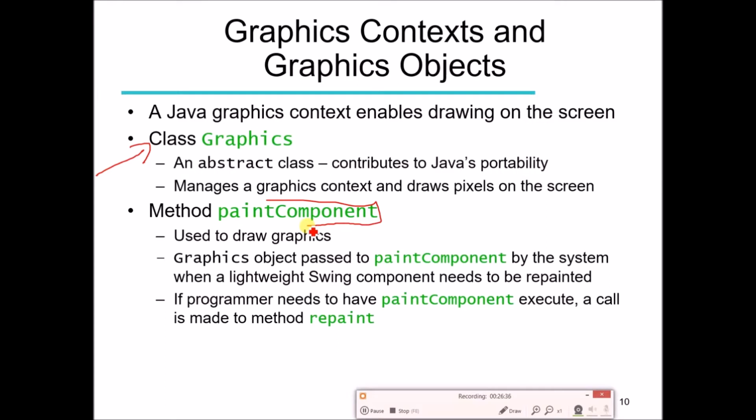But sometimes you might need to call this method, because maybe you are updating some objects or changing the values of some parameter. For example, you want to draw a rectangle with a different width than the original rectangle. In that situation, you are not going to call this method directly. You are going to call the method repaint, and the repaint method is going to call the paint component method.